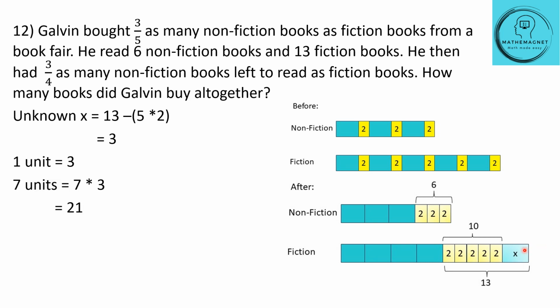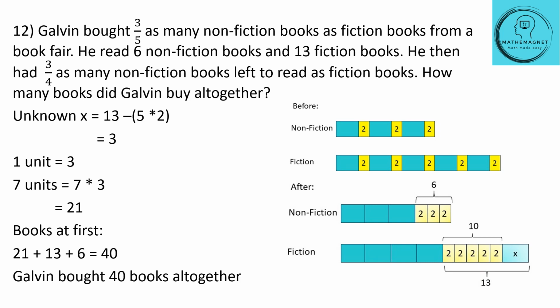Now we know there are a total of 7 units. The question is how many books did Galvin buy altogether? So we know we have 7 units of blue, correct? This 3 units and this 4 units, we know there are 7 units. So 7 into 3 will be equal to 21 books. How many books he had at first will be including the books that he read. So he has read 6 non-fiction books and 13 fiction books. So including that, 21 plus 6 plus 13 will be equal to 40 books. So Galvin bought 40 books altogether.